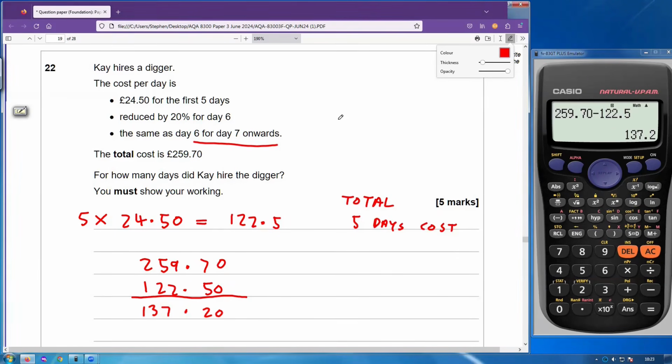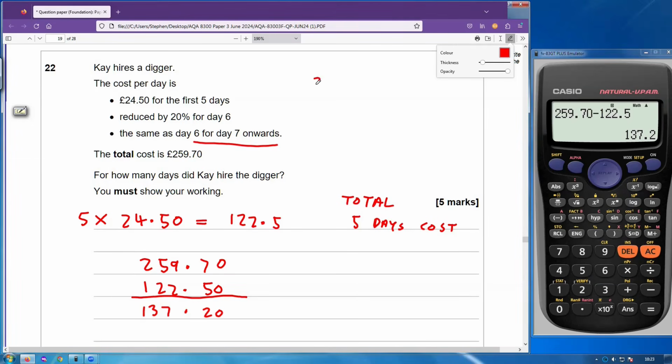For day 6 and day 7 onwards, it's £24.50 reduced by 20%. So there's 2 ways of doing it. We can find the 20% and take that away from £24.50, or we can say that day 6 and day 7 onwards are really 80% of the original cost, because that's 20 off the 100. Let's do it both ways. If I'm overdoing this, again, let me know. I'm just trying to put loads of ideas in so you can do it a number of ways.